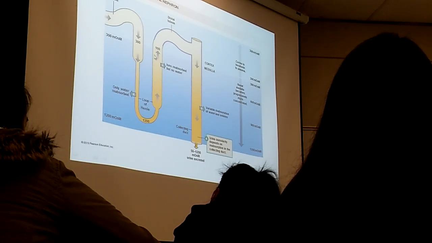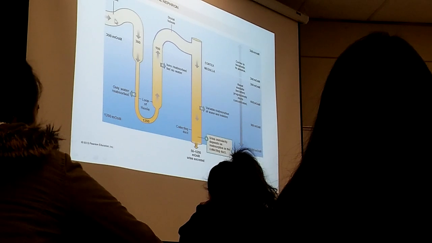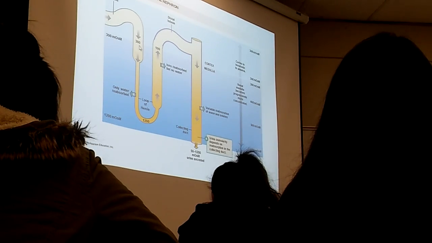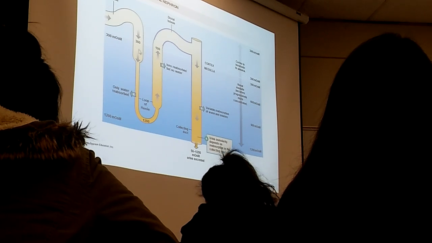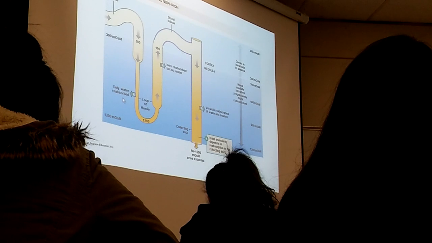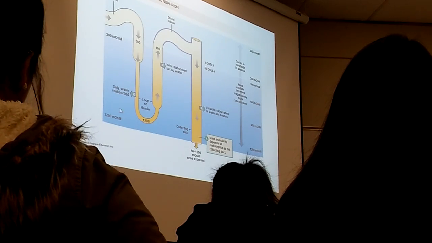Okay, so let's do it again. So before we go into details, the filtrate coming from the PCT is isoosmotic, has a value of 300 milliosmoles. As it goes down the descending loop of Henle, water is able to leave through aquaporins, but the salt is not. What is drawing the water out? What is drawing the water out is the salt that has been actively pumped out here in the ascending loop of Henle into the interstitium right here.